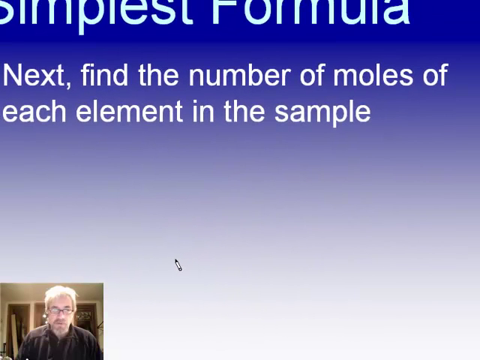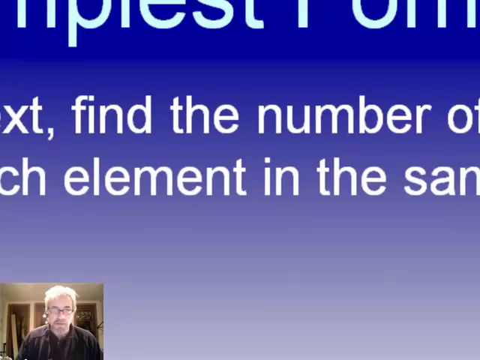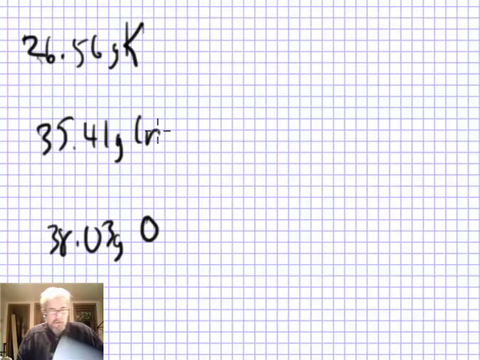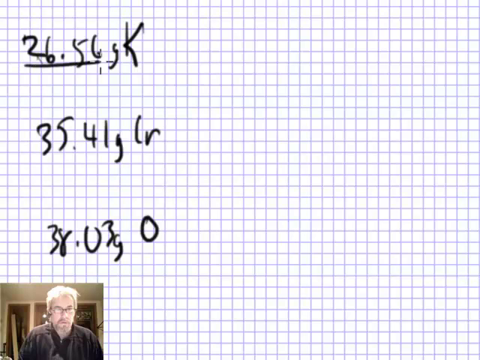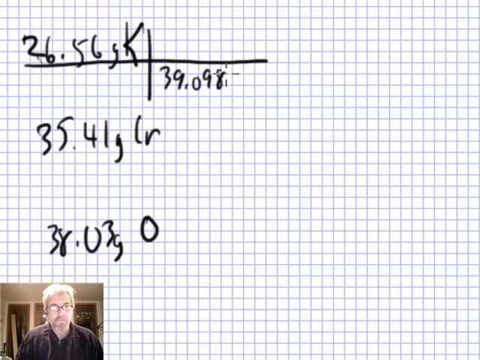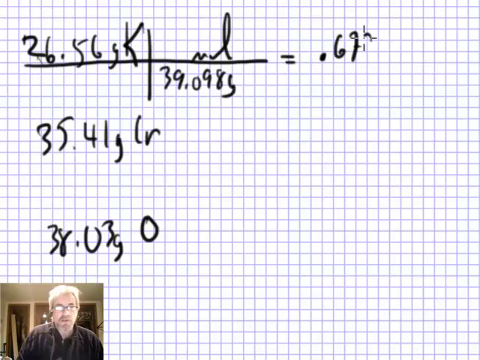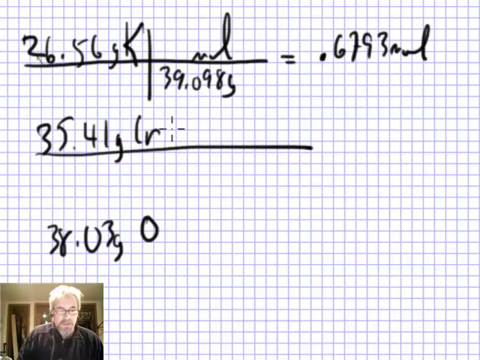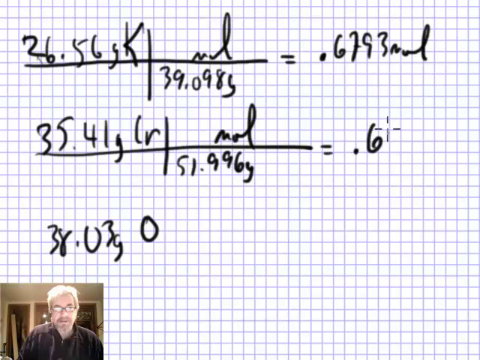Your next step is to find the number of moles of each element that's in the sample. So here are our mass quantities from the problem. We want to change these into moles. Well, I know how to change grams into moles, so I do it by dividing by molar mass. For potassium, the molar mass is 39.098 grams per mole. And so that gives me 0.6793 moles of potassium. I'll do the same thing for chromium. I'll divide by its molar mass, which is 51.996 grams per mole. And that gives me 0.6810 moles.